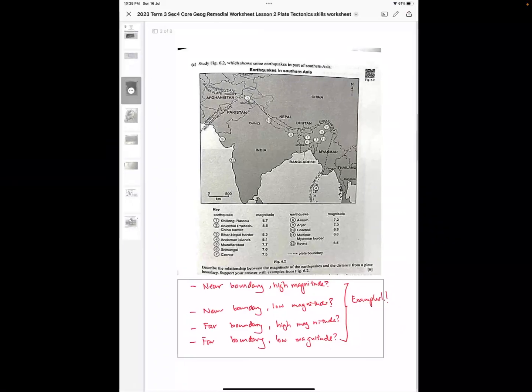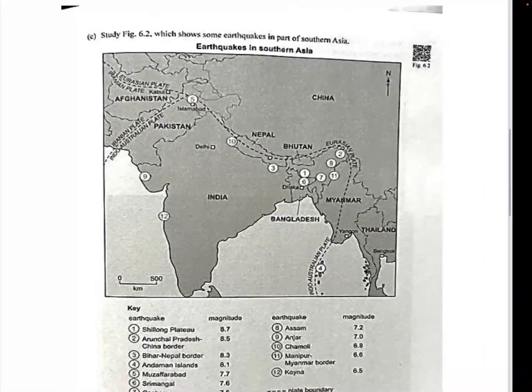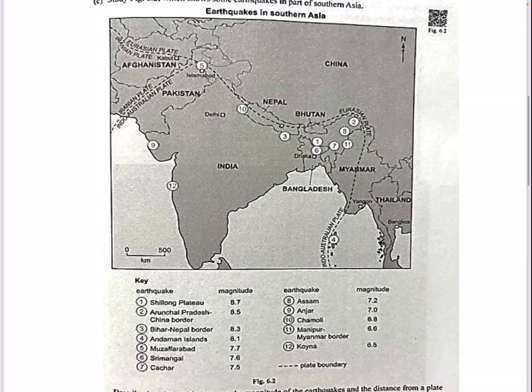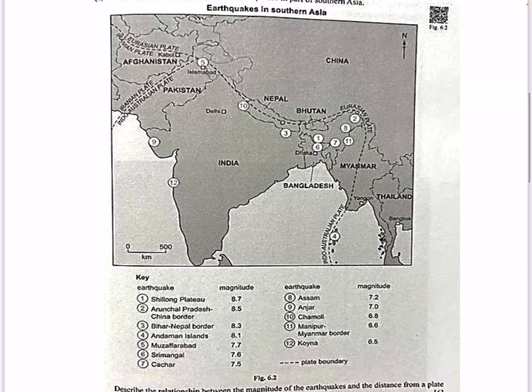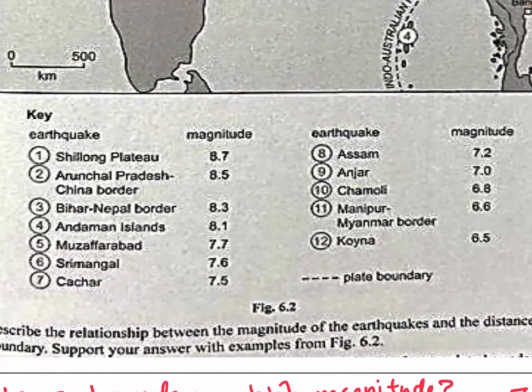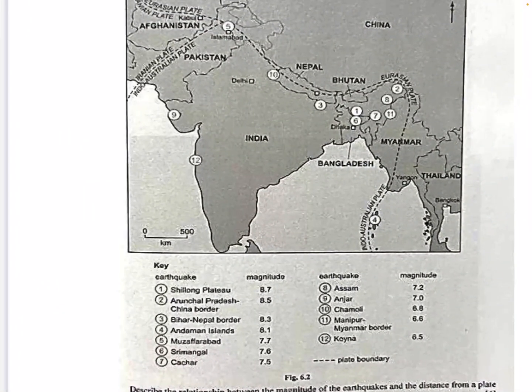As we move on to the next question. So this is another type of stimulus that you may see. This is a map, right? So what you will have in this case here, if you look at the legend, is earthquakes, locations, right? Numbered locations, and the magnitude of the earthquake. Of course, the more important one that you may miss out is the word plate boundary here. So the dotted line around shows where the plate boundary is.